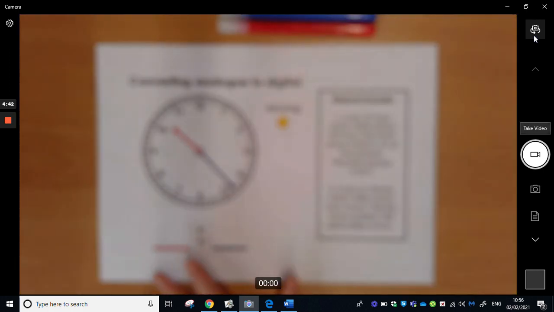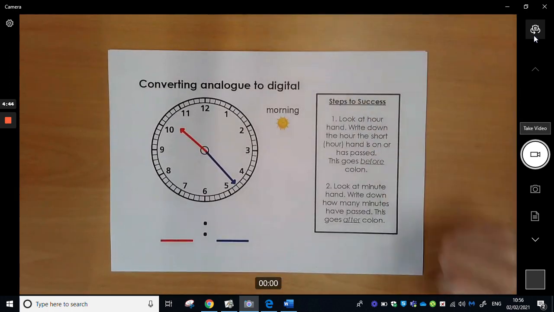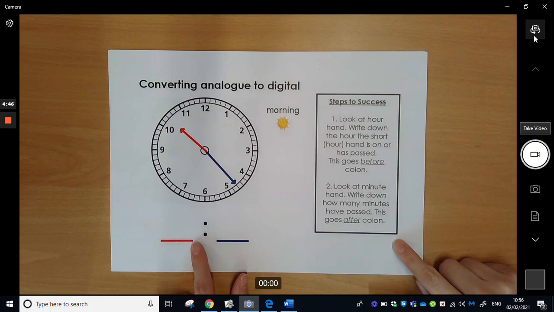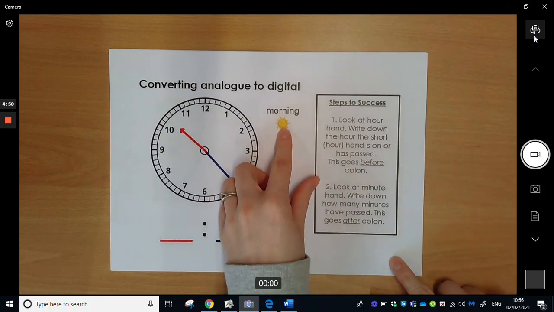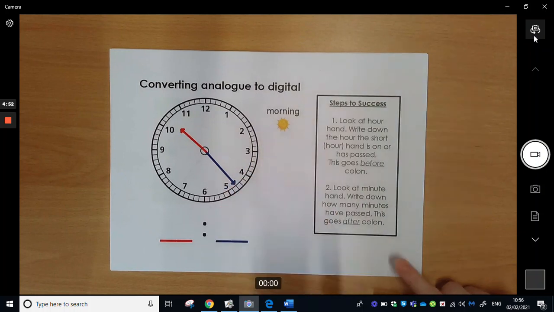Sorry about that. Okay, so we're going to look at how we convert our analogue into digital. So I've got my step success at the side here to help me, and I've written whether it's morning or afternoon or evening, so we're nice and clear whether we need to use AM or PM.